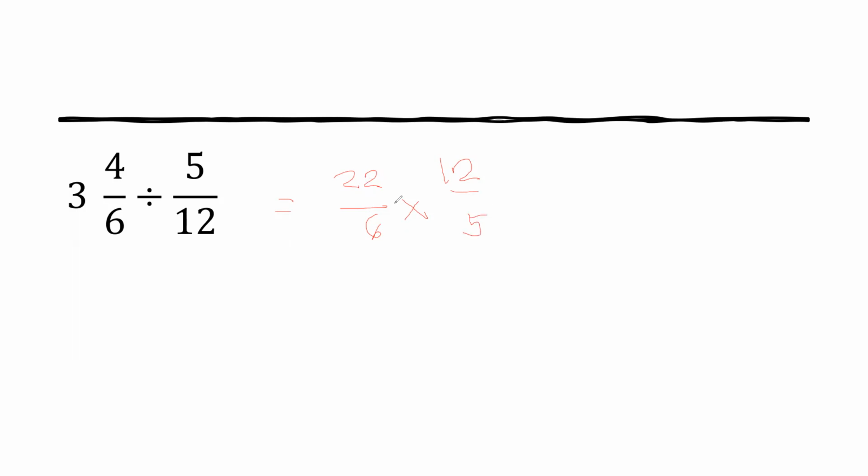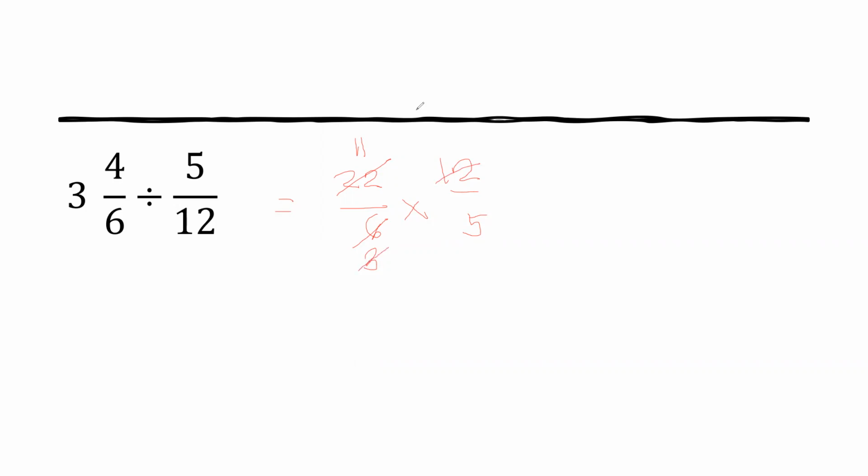May makakapag-divide pa sa 22 at 6? Meron po. Ano po? 2 po. So divide natin. This will be 11 and 3. Yung 12 at 5 meron? Wala. Yung 11 at 5? Wala po. Eh yung 12 at 3? Meron po. Ano po? 3.